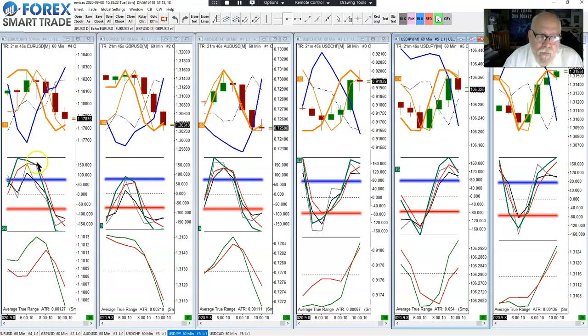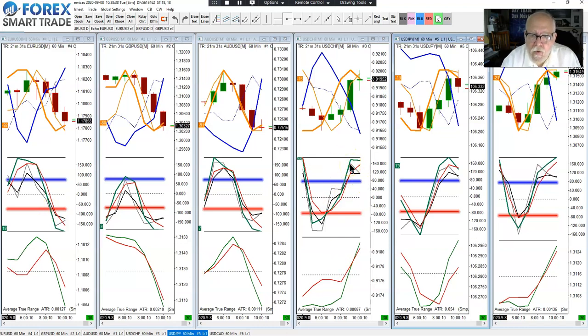I start with the middle chart, which is the majors and minors, and I am looking for an oversold situation where all the lines are below the red, or an overbought situation where all the lines are above the blue line. So when we're oversold, which we have on the euro dollar, I am looking for all the lines to be pointed up and double crossed. I don't have that. We're not pointing up. They're still kind of pointing down. They're actually kind of going sideways, both the majors and the minors.